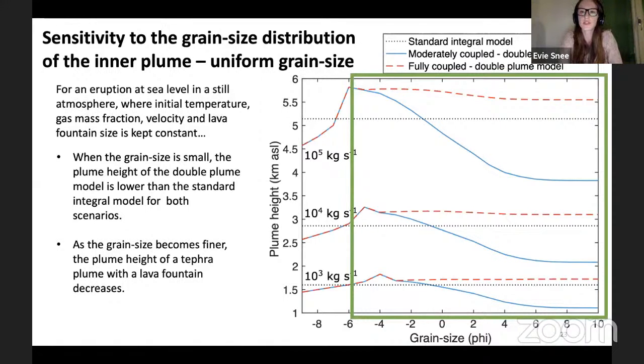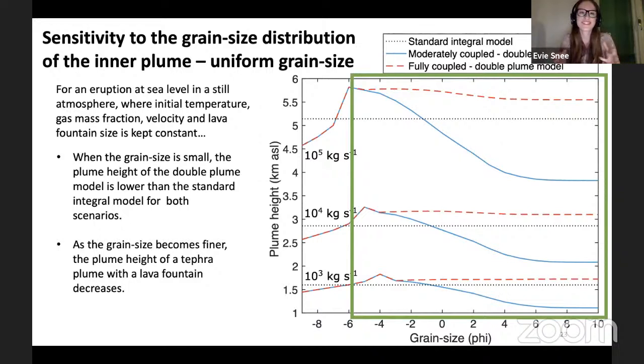Let's first of all focus on the solid blue line. This is the case where we have a tephra plume with a lava fountain that is moderately coupled. And we can see as the grain size becomes finer, the plume height decreases. This can be explained by the fact that as our grain size is getting finer, we're having less sedimentation. So we have more material staying in the lava fountain. But because it's a moderately coupled scenario, none of this is added to the start of the single plume. So it's all just removed from the system.